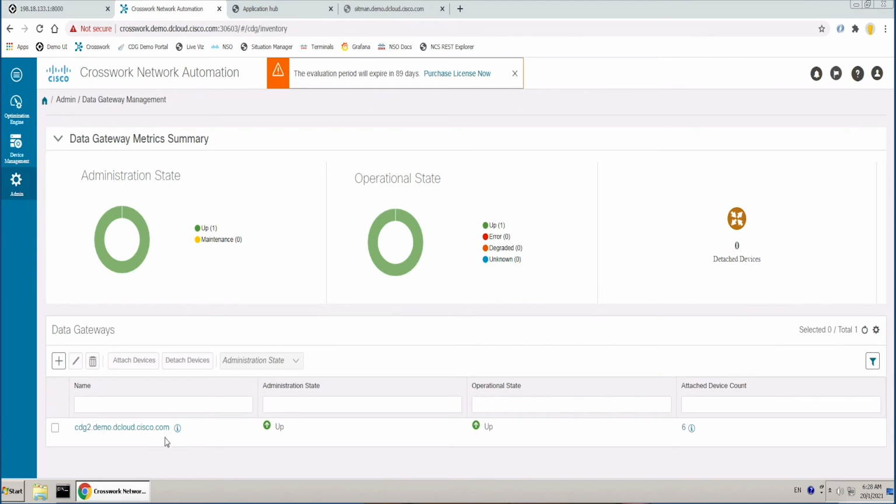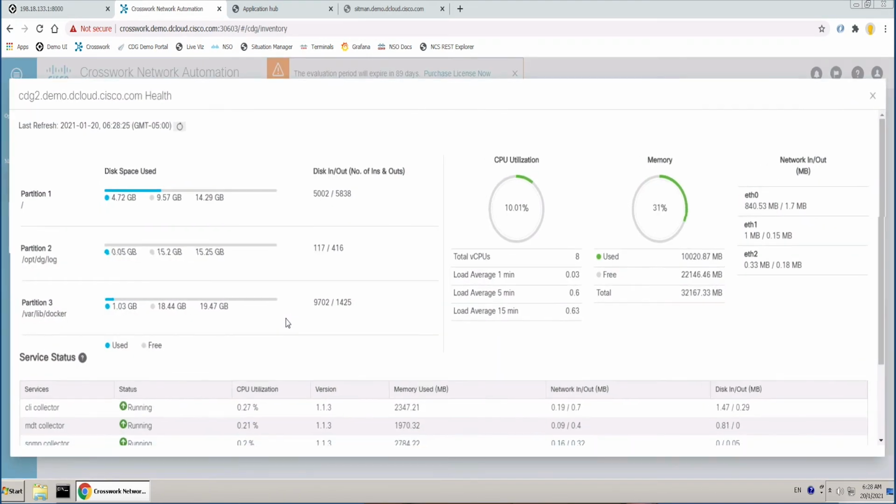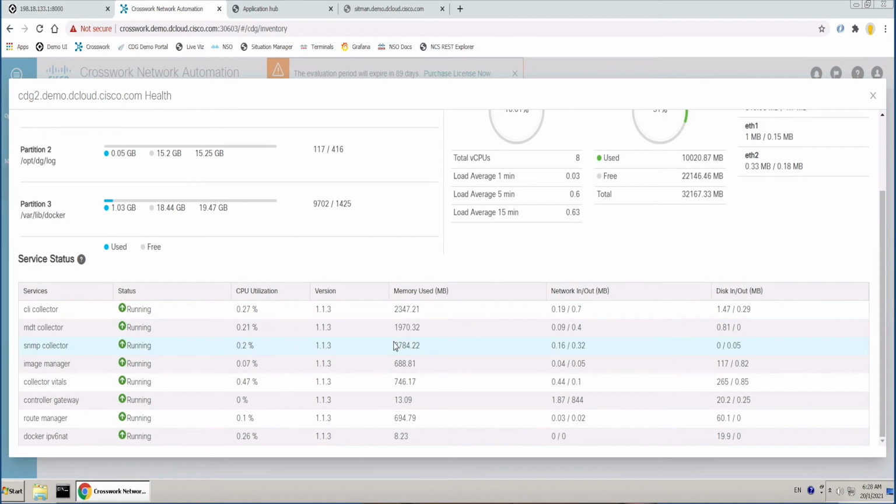The Crosswork Optimization Engine is an application that leverages the Cisco Crosswork infrastructure and microservice architecture.